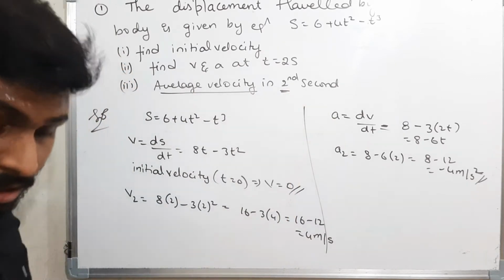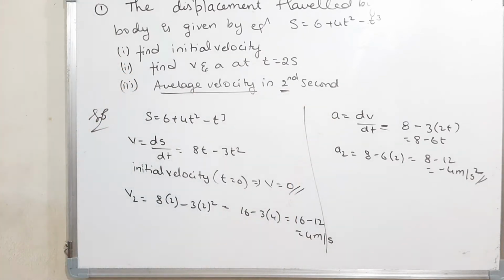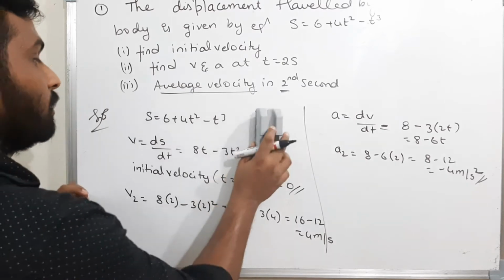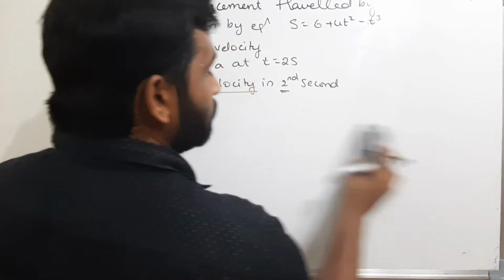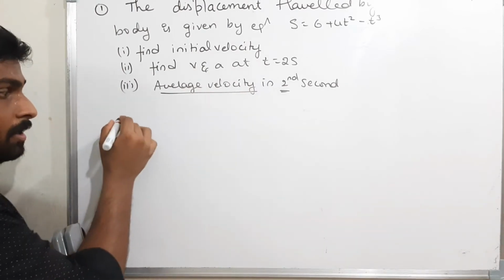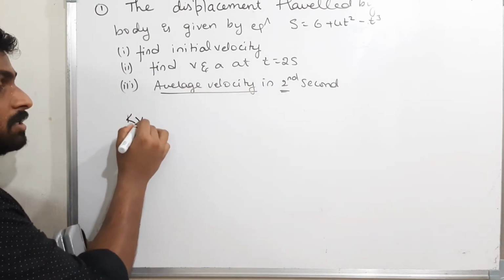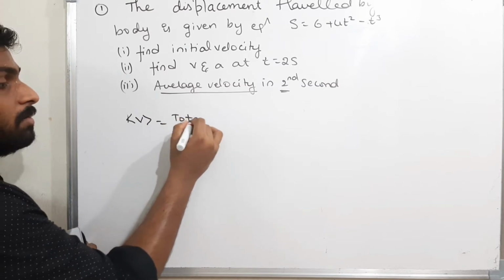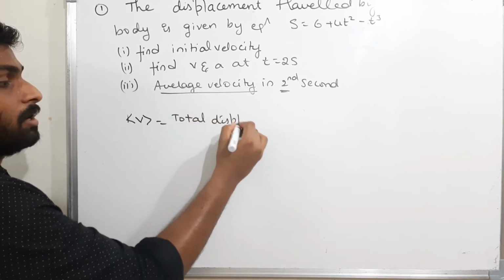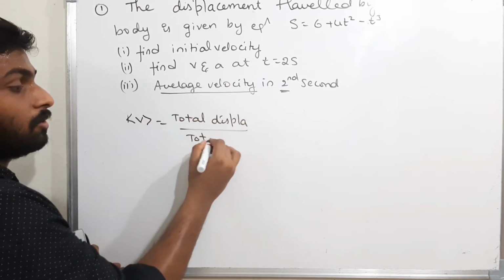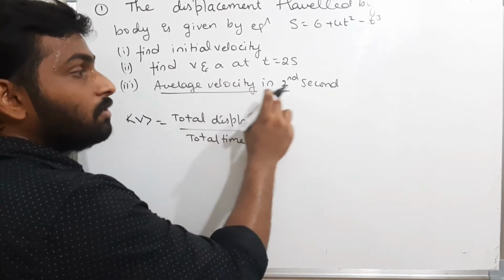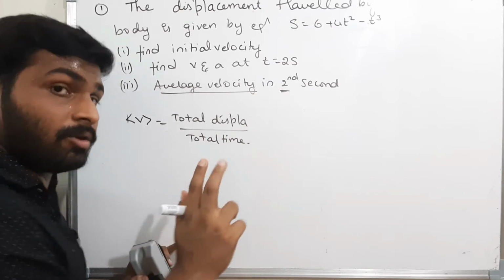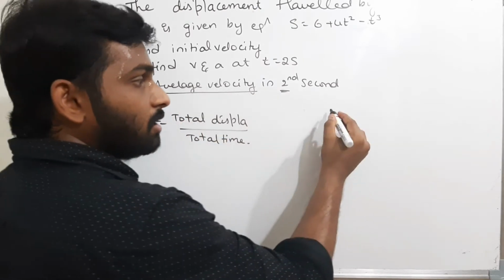How can I find this? Observe carefully. Now observe carefully what we can do. Okay, now see here. Average velocity is given by the formula total displacement by total time. Now, what is the average velocity in the second second? Only in the second second, not in 2 seconds. Only in the second second.